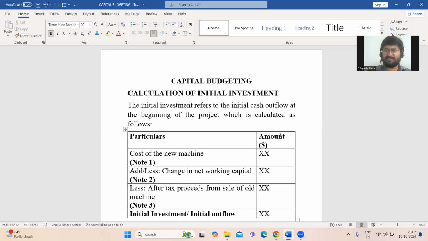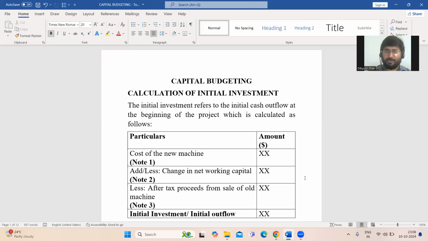Initial investment essentially means the initial net cash that you are investing at the beginning of the project. So you can also call it your initial, and I'm again emphasizing the word net, cash outflow at the beginning of the project. Now, what are the components in it? As you can see in the table, of course, the cost of the new machine that you are buying. Of course, that will be there.